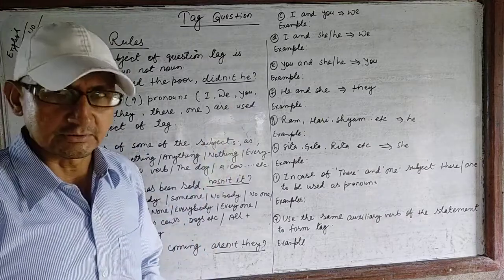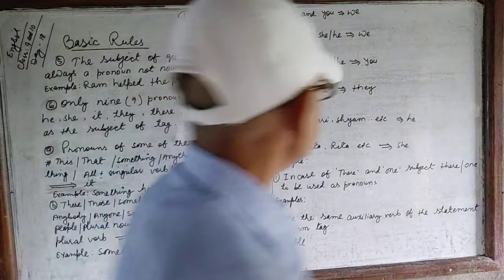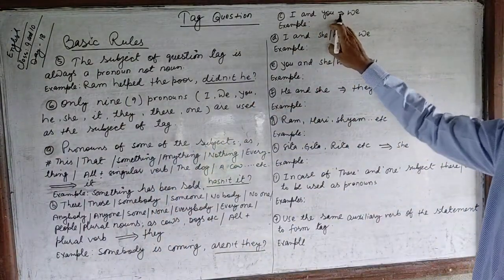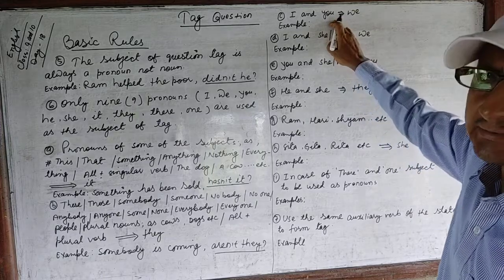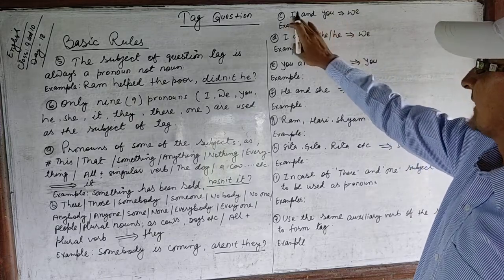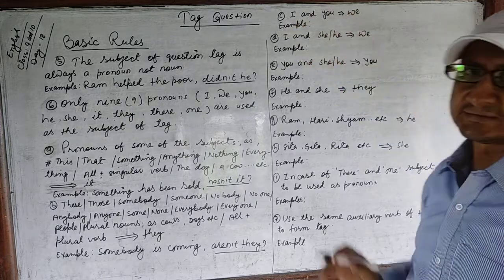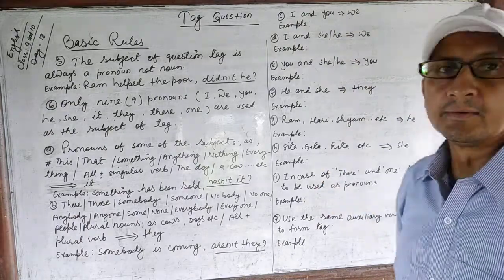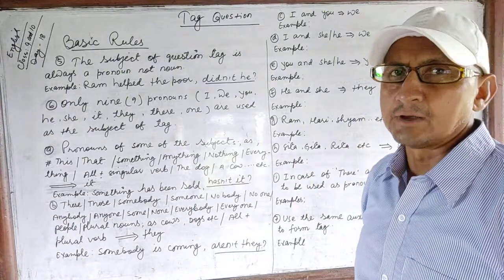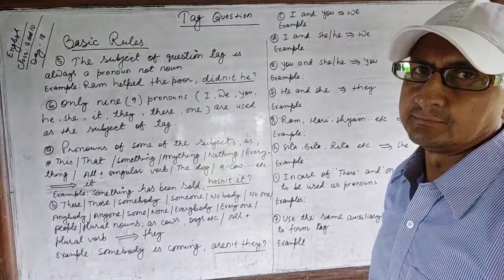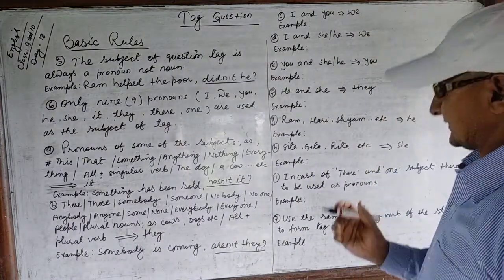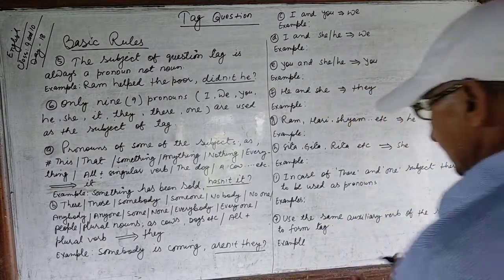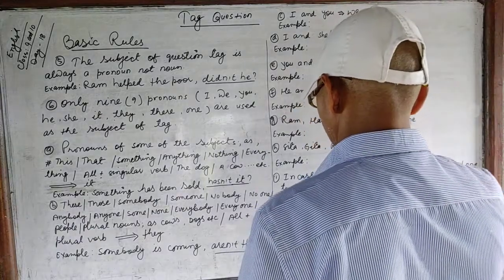Let's see another subject. If there is I and you in the statement, we write we as the subject of the tag. Let's write down one example. Look.